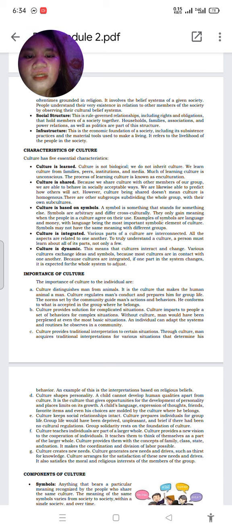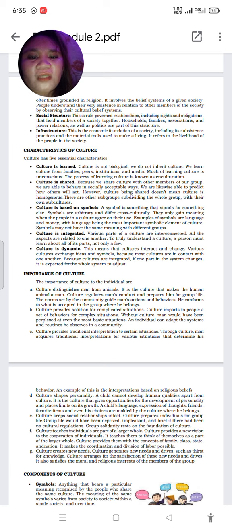So culture is shared. Because we share culture with other members of our group, we are able to behave in socially acceptable ways. So we are likewise able to predict how others will act. However, culture being shared doesn't mean culture is homogeneous. There are other subgroups subdividing the whole group with their own subculture.